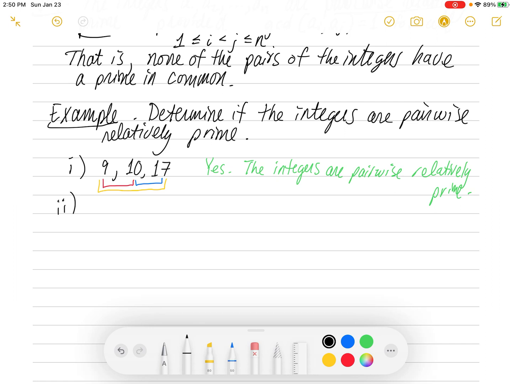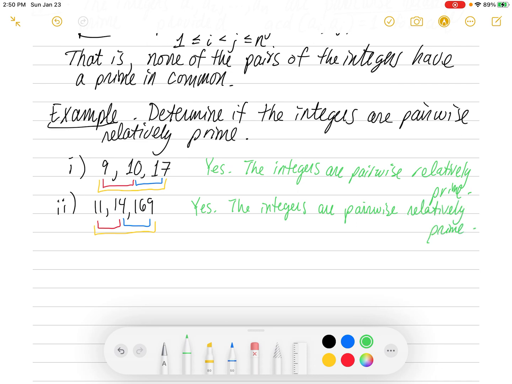All right, let's do number 2. We have 11, 14, and 169. Excuse me, that's a sneeze right there. Look at this in pairs. I'll start with 11 and 14. They have no prime in common. 14 and 169 have no prime in common, and 11 and 169 have no prime in common. So yes, these are pairwise relatively prime.